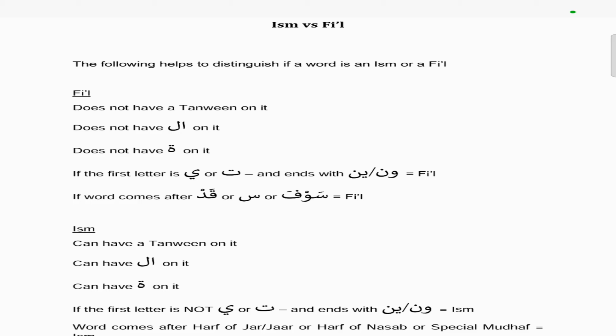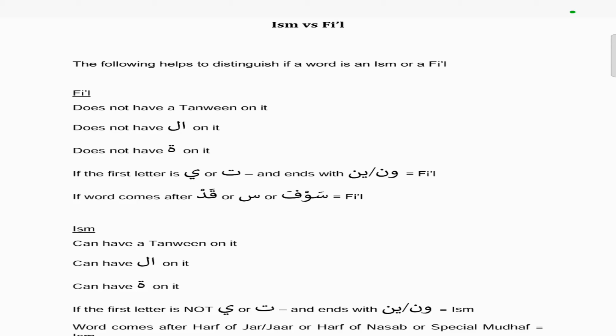So we move on to the next chapter of our curriculum, which is called Ism versus Fi'l. The following helps us distinguish if a word is an ism or a fi'l. A fi'l does not have a tanween on it. A tanween means a double harakat, like a double dhamma, which makes an un sound, or a double fatha or double kasra. And it does not have al on it.